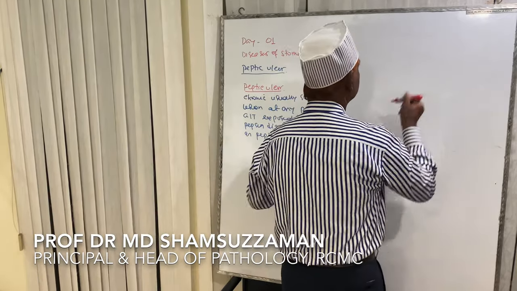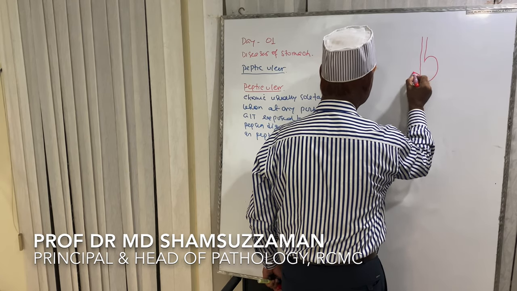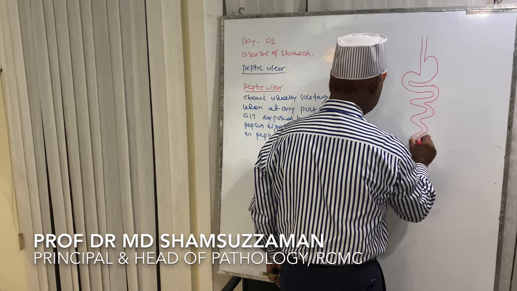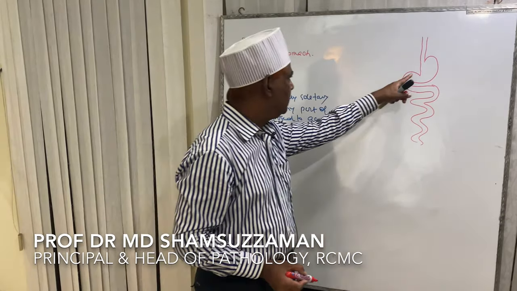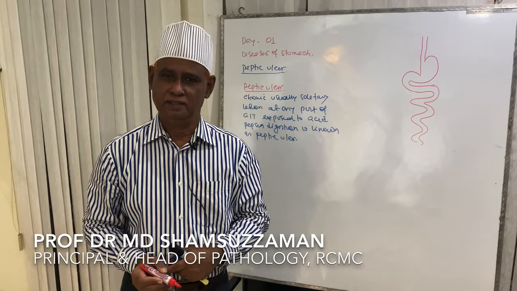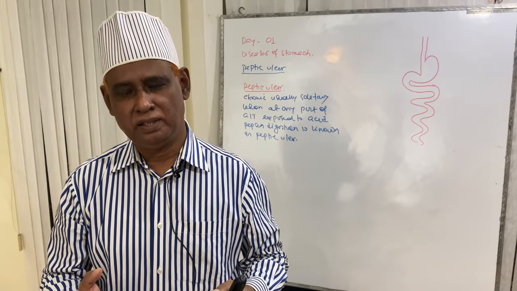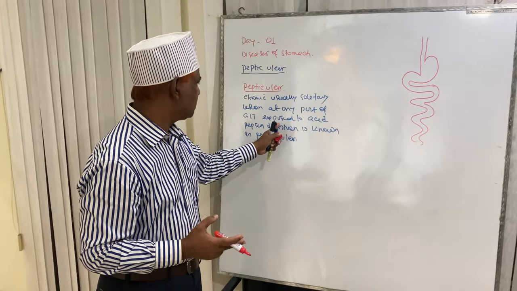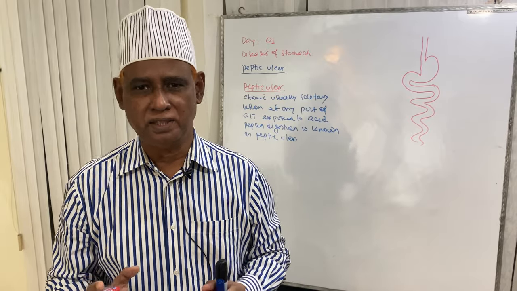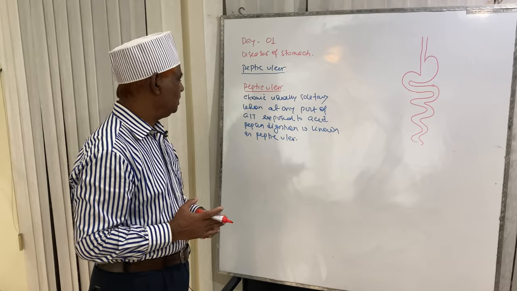Suppose this is the esophagus, this is the stomach, this is the duodenum, and this is the GI tract. So, any chronic lesion at any part of the GI tract exposed to acid pepsin digestion is known as peptic ulcer. Dear audience, there are many ulcers that occur in the GI tract. Among these ulcers, the ulcer which is due to acid pepsin digestion is known as peptic ulcer. The ulcers in the GI tract other than those due to acid pepsin digestion are not peptic ulcer.